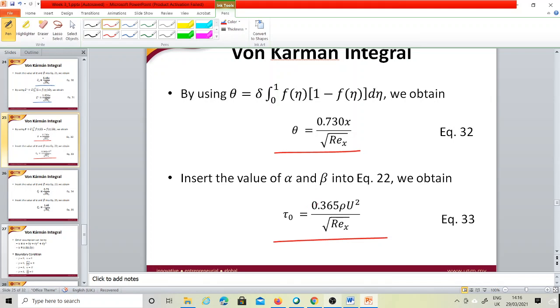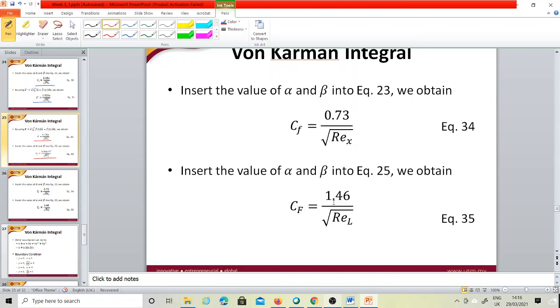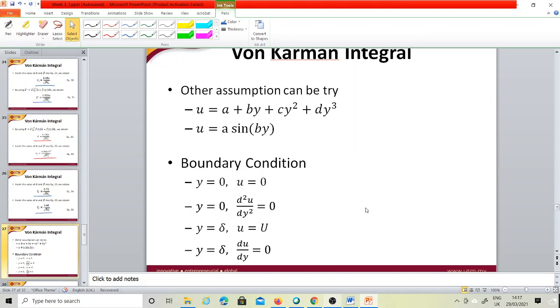So you can see that you will have different expressions. One is for the Blasius solution, another one is the von Karman integral solution. So we will have two different types of expression. Similarly, all the things you got, this Cf is the skin friction, this is the average friction. You just need to substitute the value of alpha and beta.